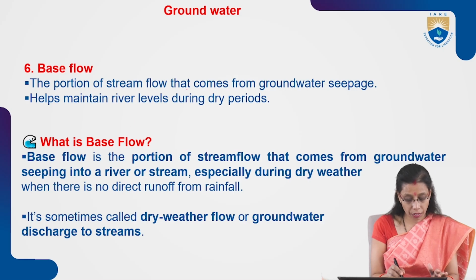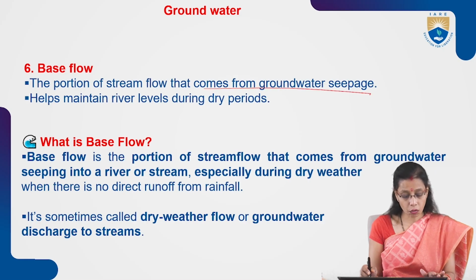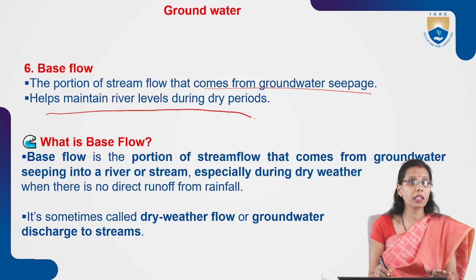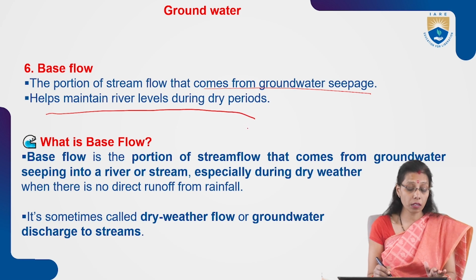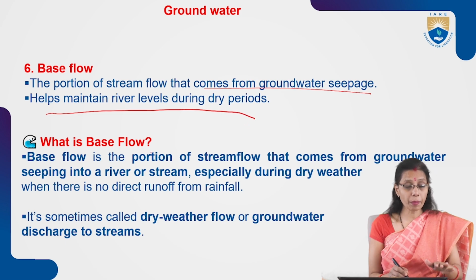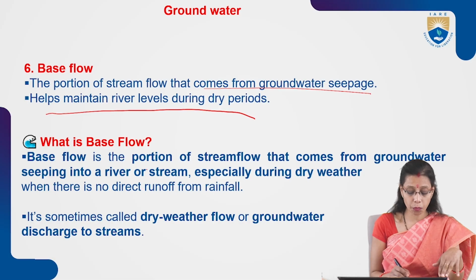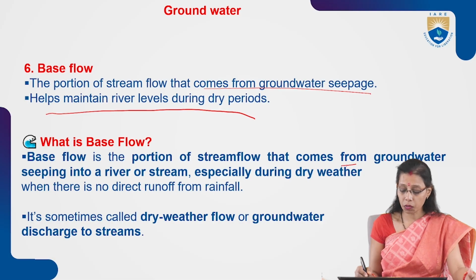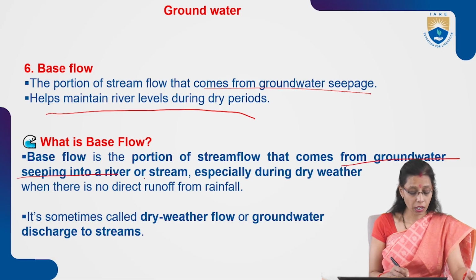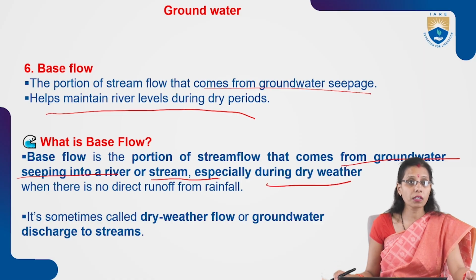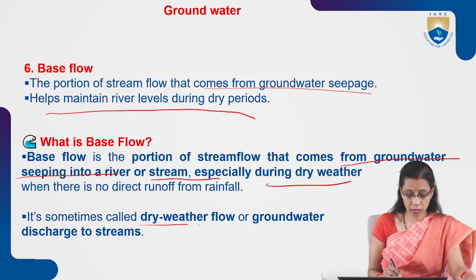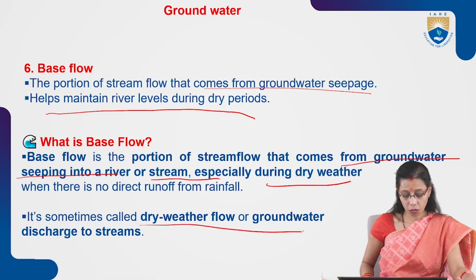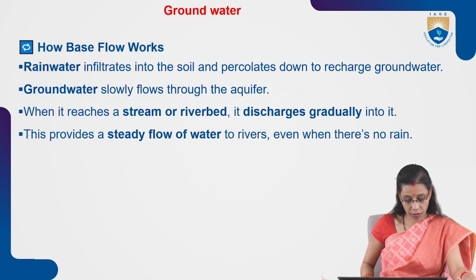Base flow is the portion of stream flow that comes through groundwater seepage. It helps maintain the river level during dry periods. And next, what is base flow basically? Base flow is the portion of stream flow that comes from groundwater seeping into a river or stream, especially during dry weather conditions when there is no direct runoff from rainfall. So it is sometimes called dry weather flow or groundwater discharge to the streams.